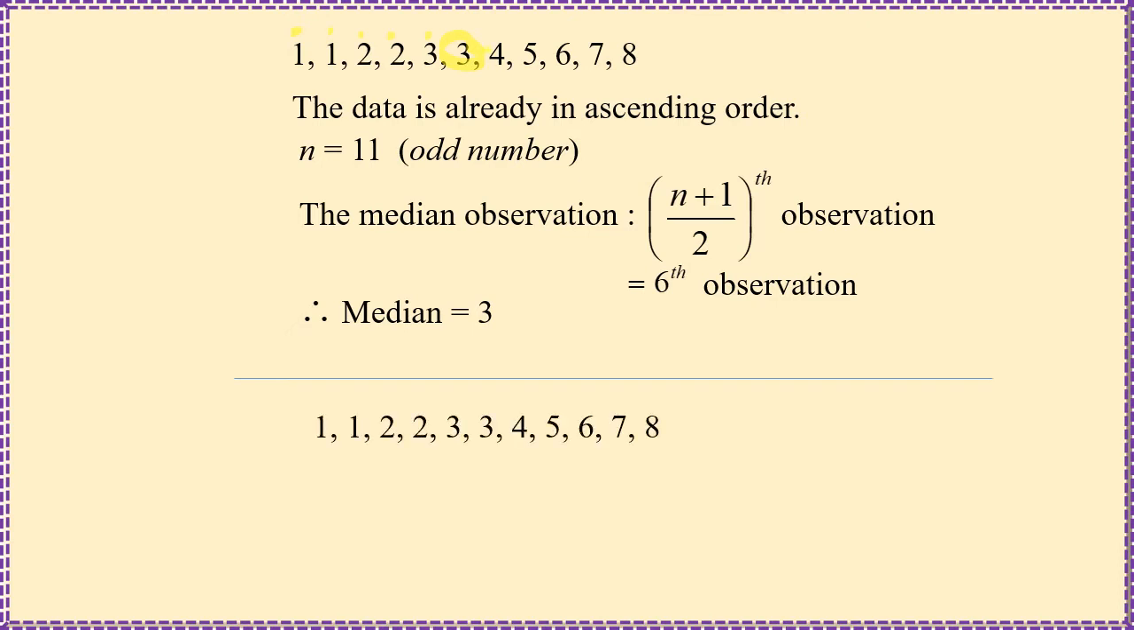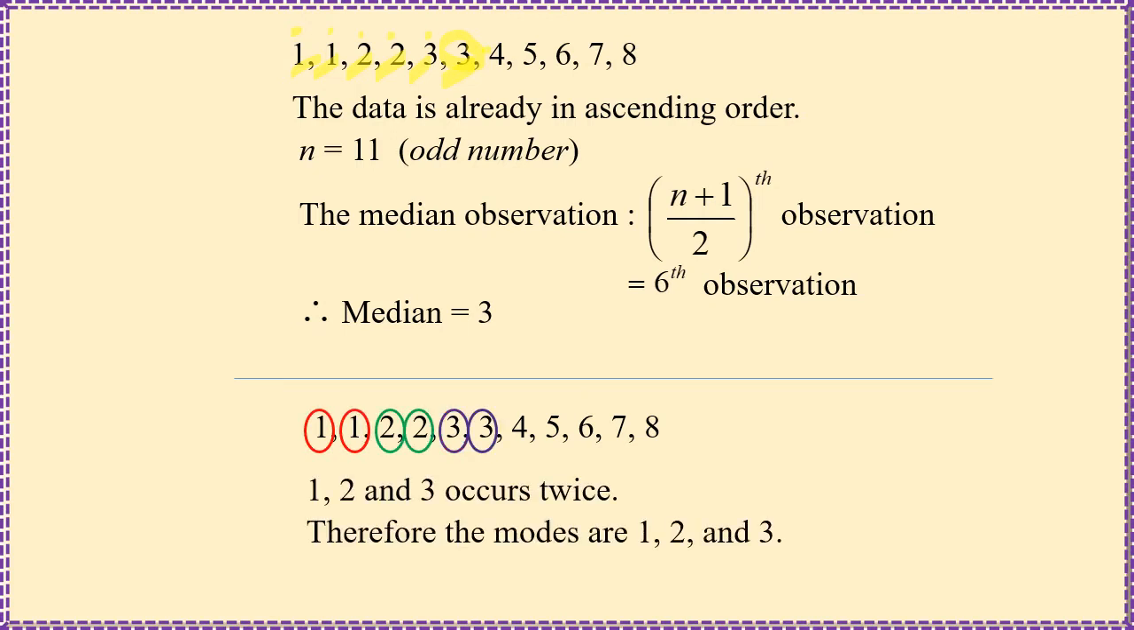And for the mode, because we have repetition of 1, 2 times, 2, 2 times, 3, 2 times, we have more than one mode. So 1, 2, and 3 occur twice. So the modes are 1, 2, and 3. So we call this multimodal, because we have multiple modes.